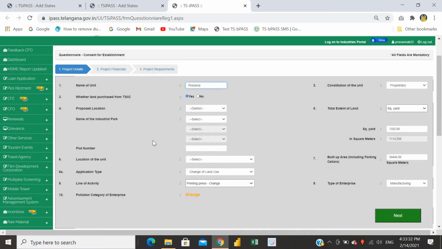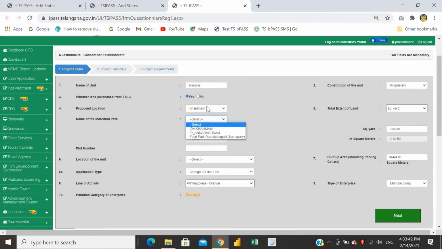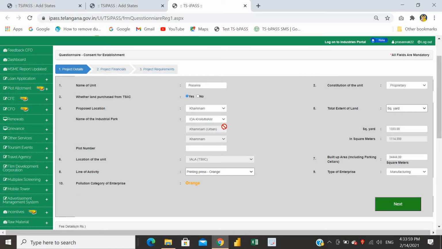If I purchase from the TSIIC, it will ask about the location. I'll go with Khammam district because I know a few of the parks there. I have given the name of the district, and for industrial parks, it will show all the industrial parks listed under the district. It has 3 industrial parks: industrial estate, industrial park Anargudam and food park Sattupalli. I'm going with IDA Khammam. I'm just stating that my particular land is located in Khammam in such and such industrial park. So I have to give the plot number next.